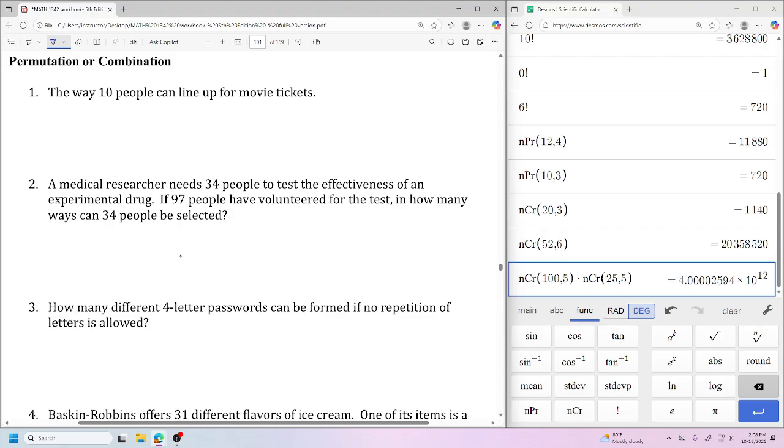So how many ways can 10 people line up for movie tickets? Is order important? Yep. So order is important, and therefore I'm going to be using NPR. Now, I want to actually do this. I want to see what I can get. So I got a total, and then I have a selected. How many total people are we talking here? 10. How many are we selecting? How many are going to go see the movie?